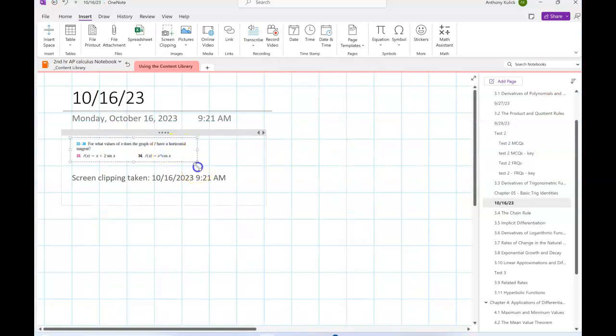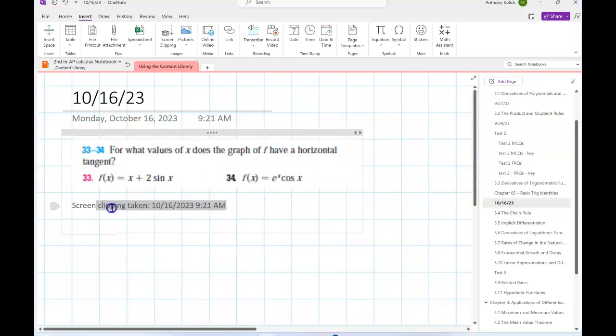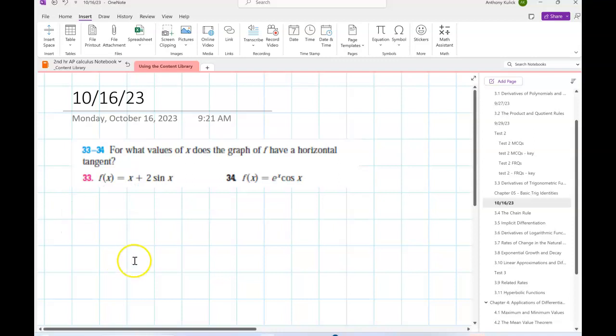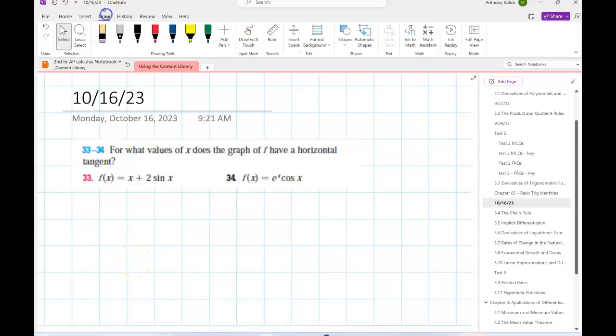Okay. So 33 says, for what values of x does the graph of f have a horizontal tangent? So what we want to do is find where f prime of x equals 0. Okay, so we'll start by just calculating f prime. The derivative of x is just 1. The derivative of 2 sine x is going to be 2 cosine x.